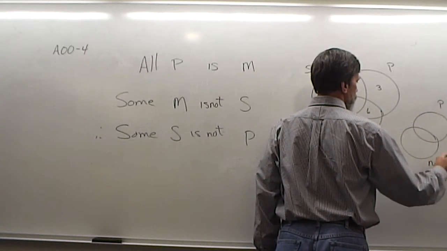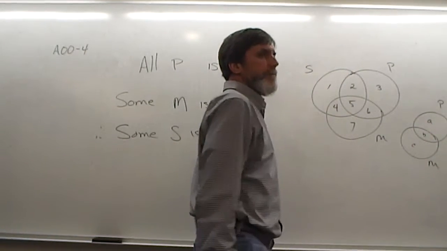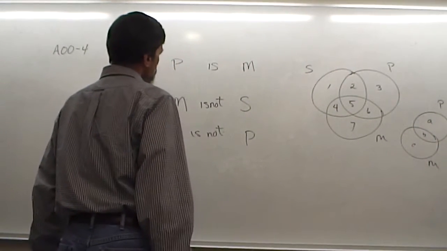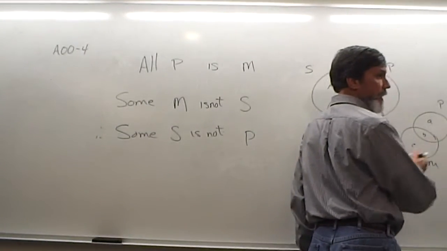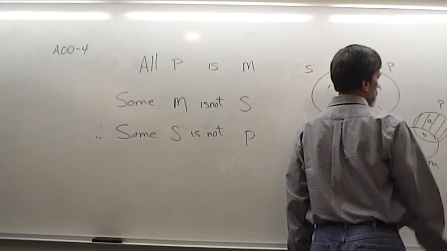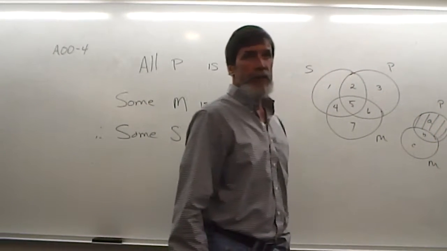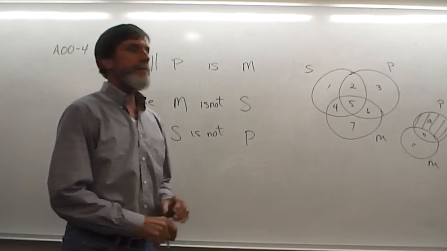Anybody do the two-circle method? Could help. Not necessary. All P is M. I'd say segment A over here. What do you think? That would be on the three-circle diagram, segments 2, 3. Correct? Mm-hmm.